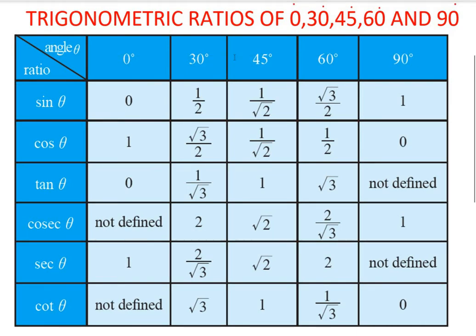See, these are the trigonometric ratios: sin theta, cos theta, tan theta, cosecant theta, secant theta and cot theta, as you have learnt in 8.1, and we are going to see the values of these trigonometric ratios of 0 degree, 30 degree, 45 degree, 60 degree and 90 degree. You must memorize all these values, then only we can evaluate the following questions.